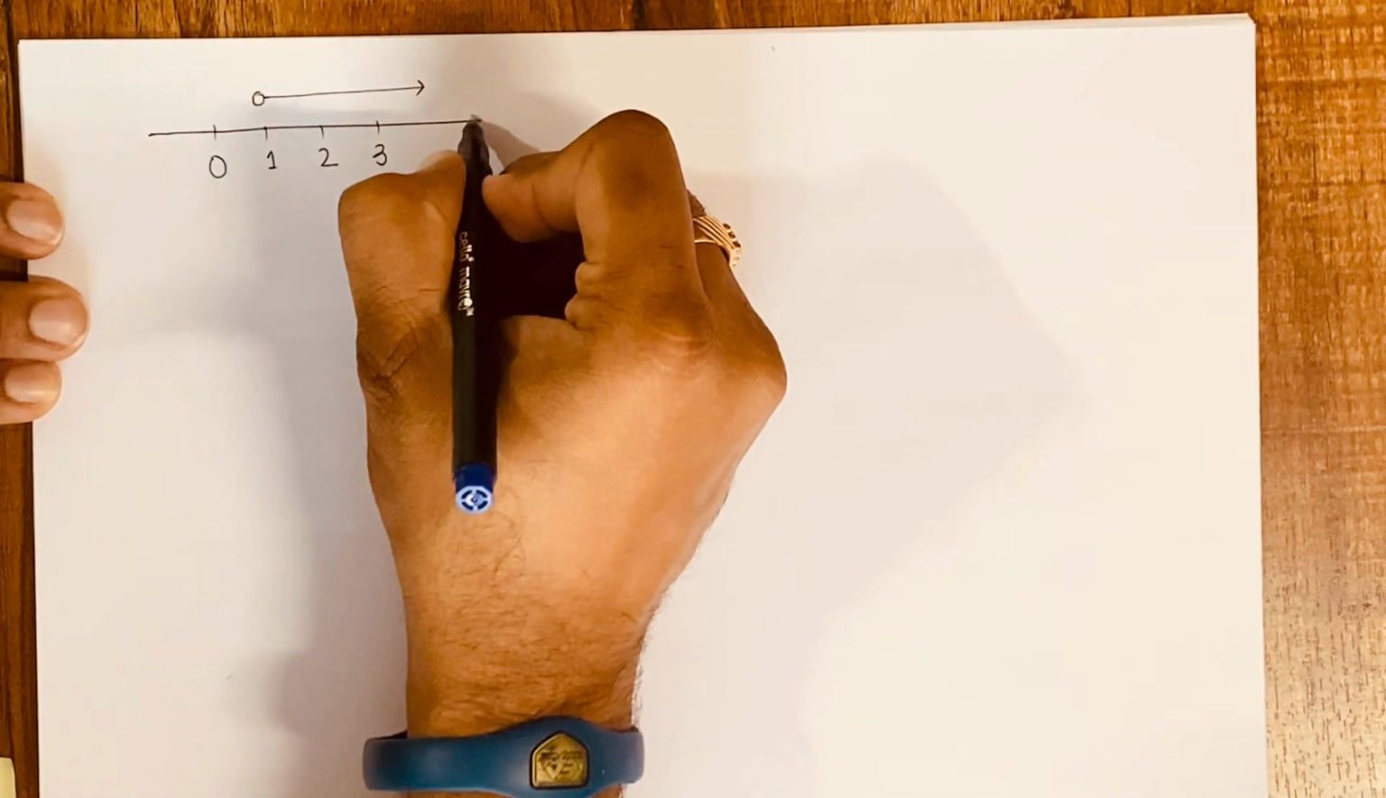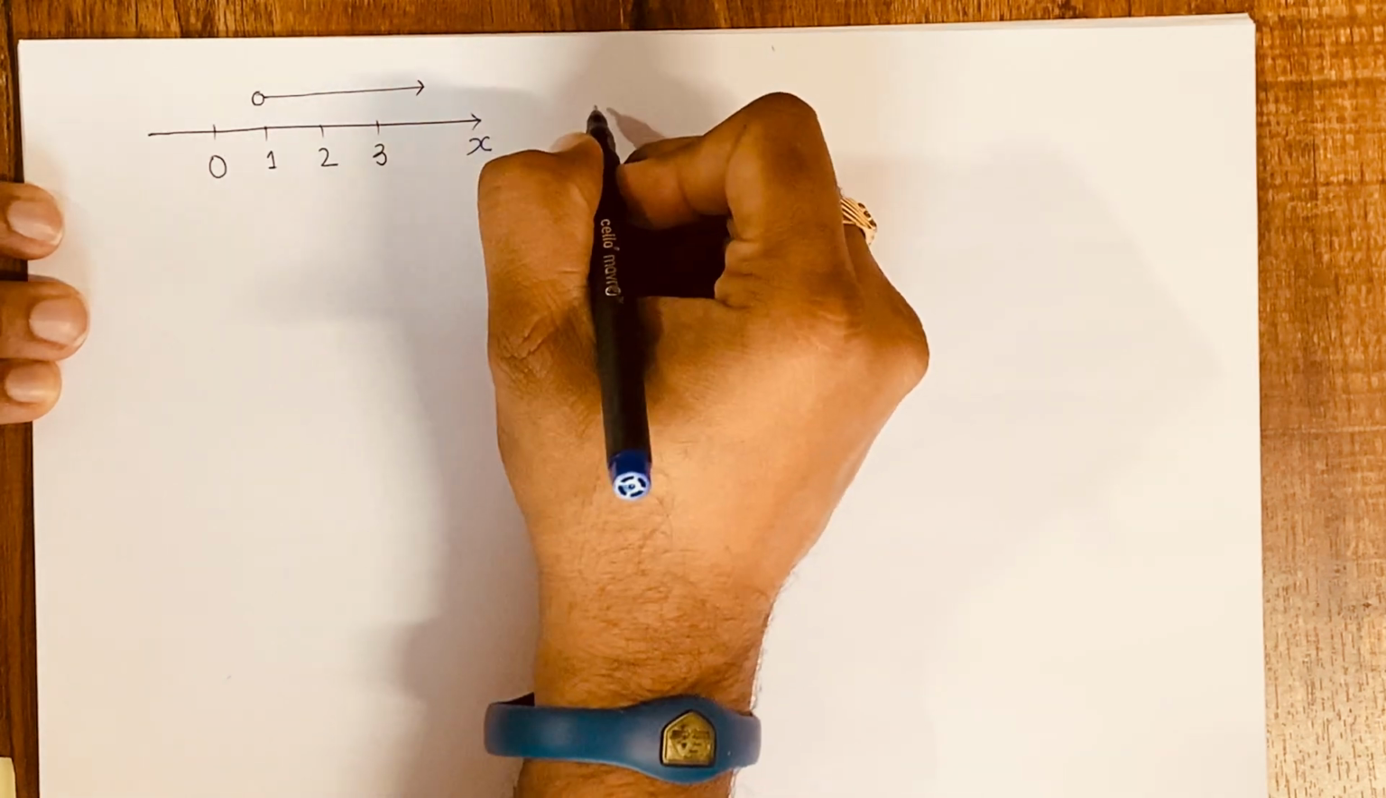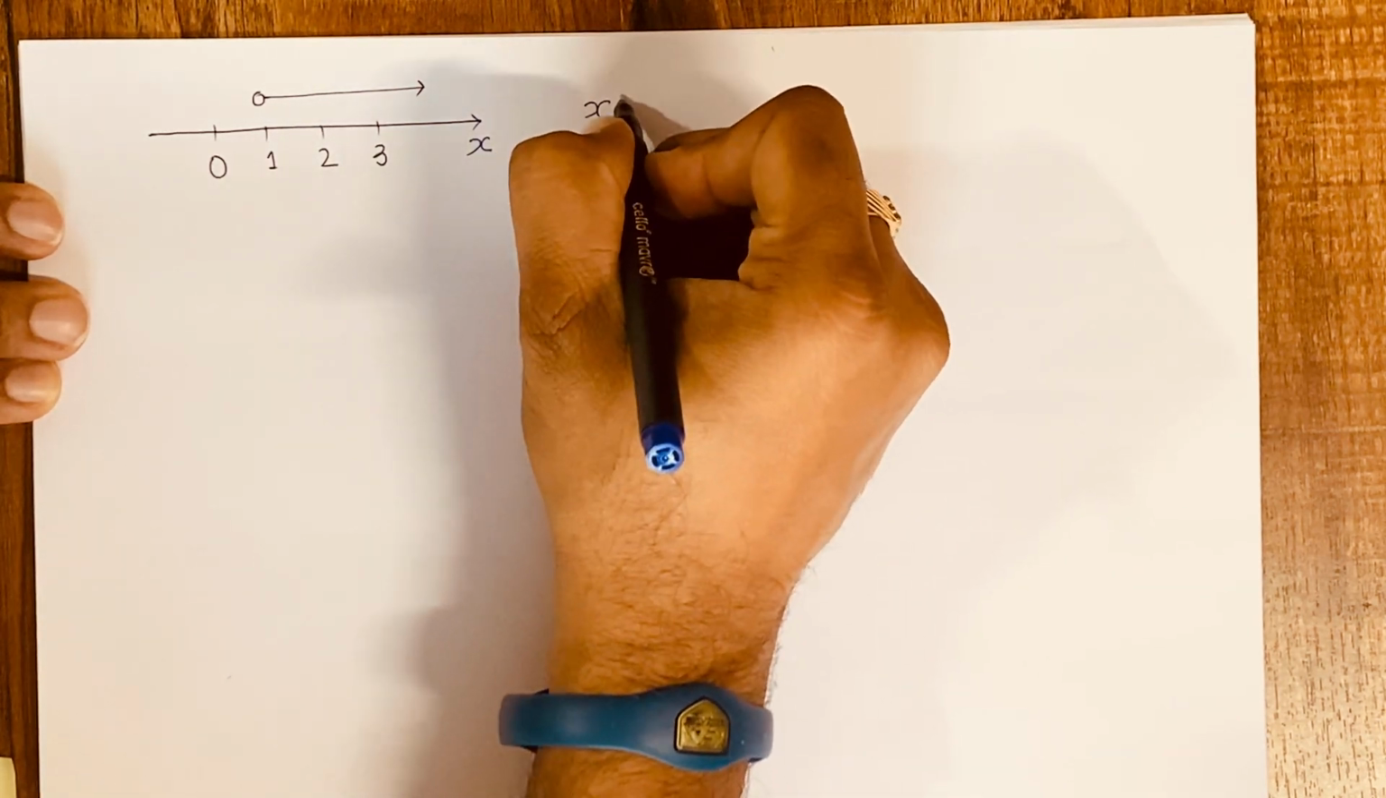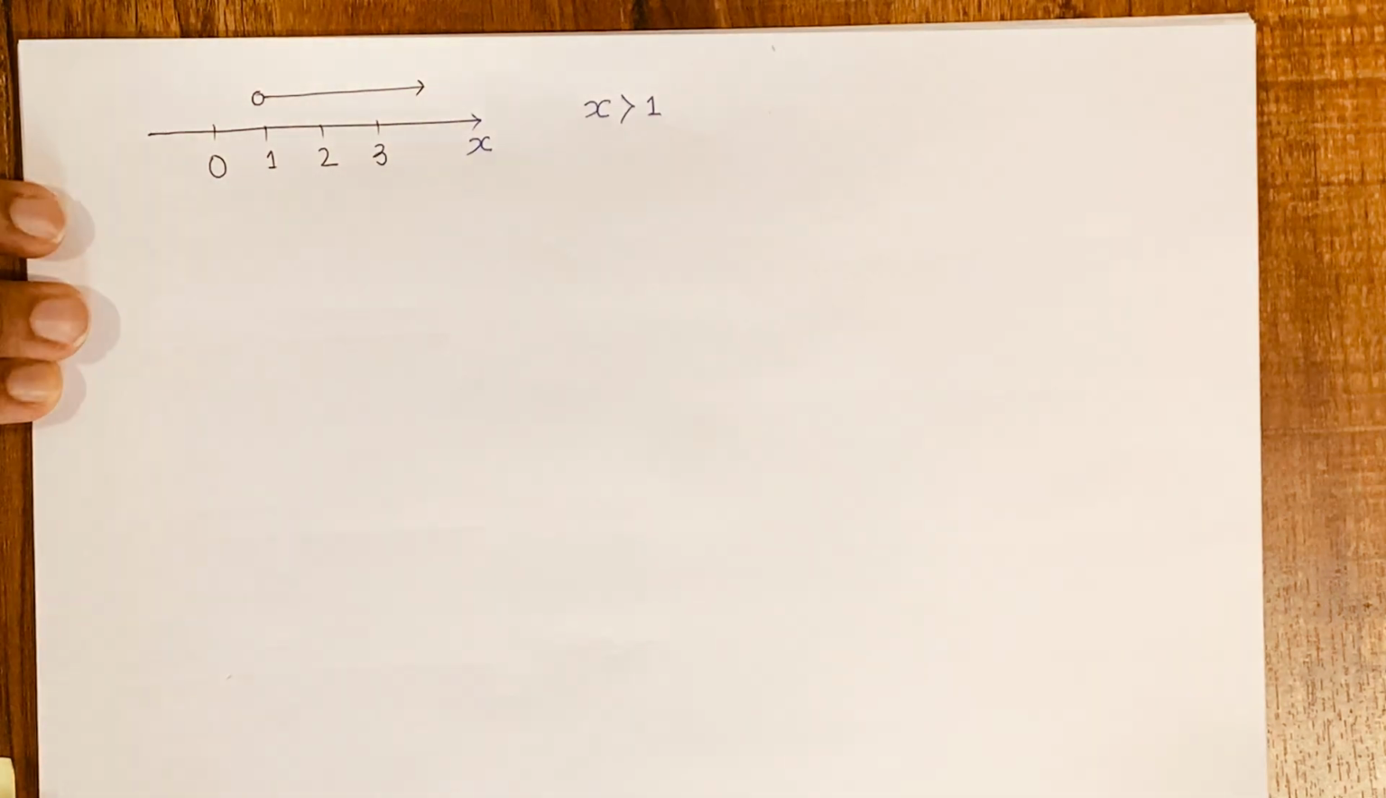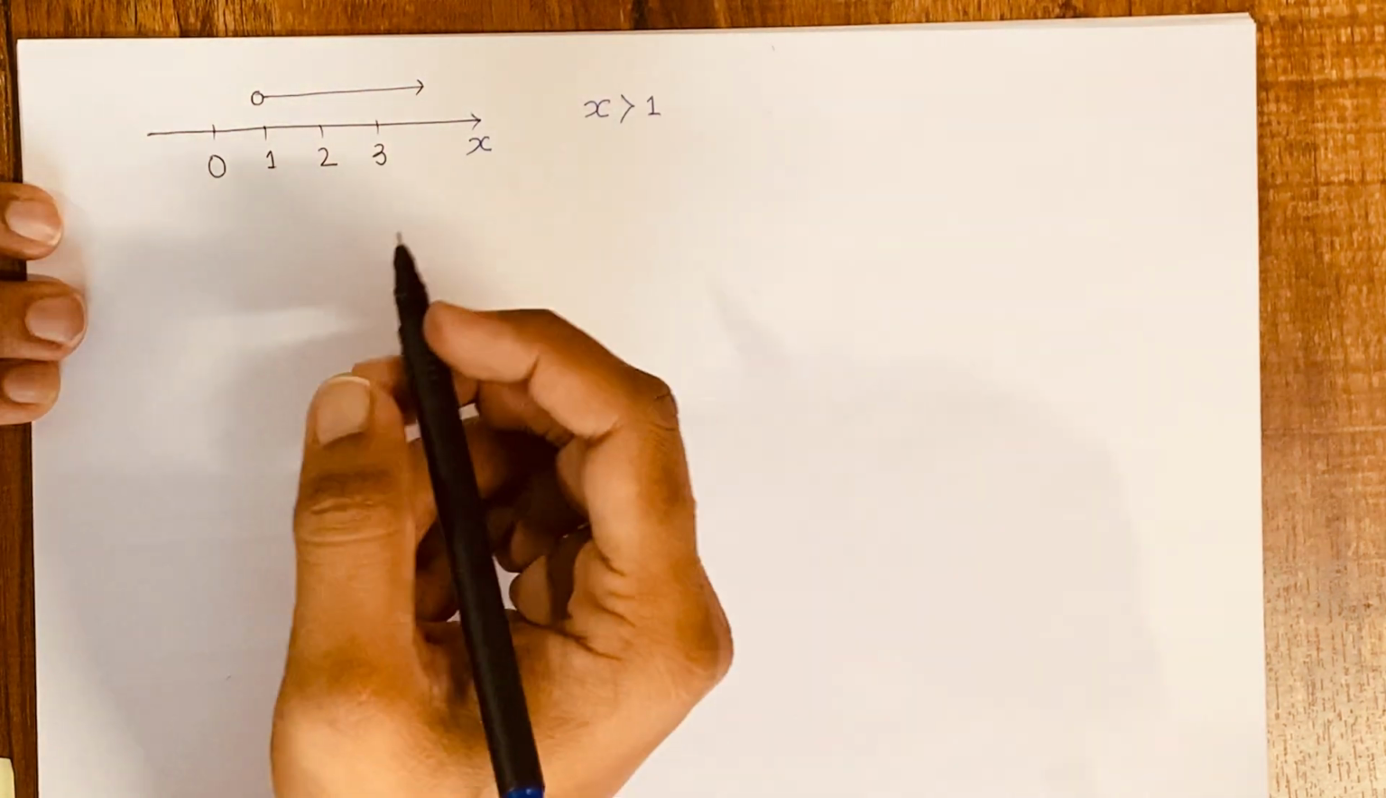You can say, first, what is this variable? I say this variable is X. You'll say that, okay, sir, X will be greater than 1. Not greater than equals to 1. Why? Because 1 is not included here.